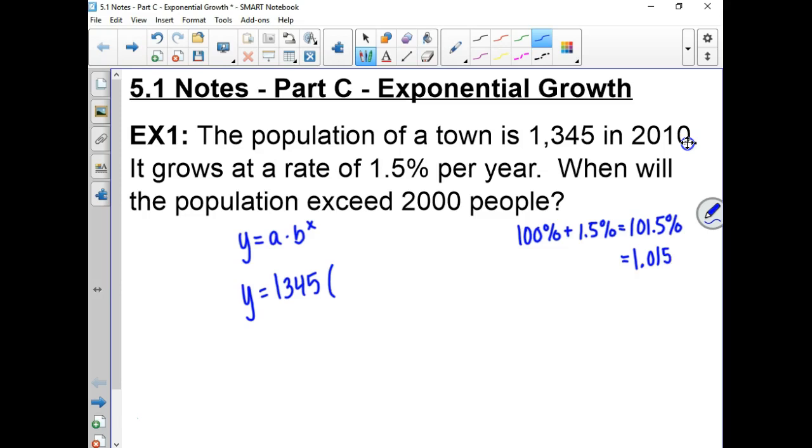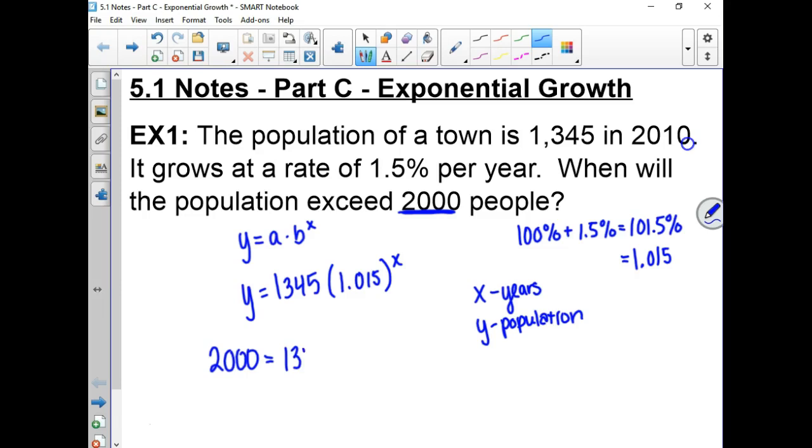So that is the number that we're multiplying here, and it will be to the x power. Now, in this situation, x stands for years. Y stands for population. This is important because they give us that we want to know when will the population exceed 2,000 people. Well, in this case, y is 2,000, not the x. So we're not plugging 2,000 in.